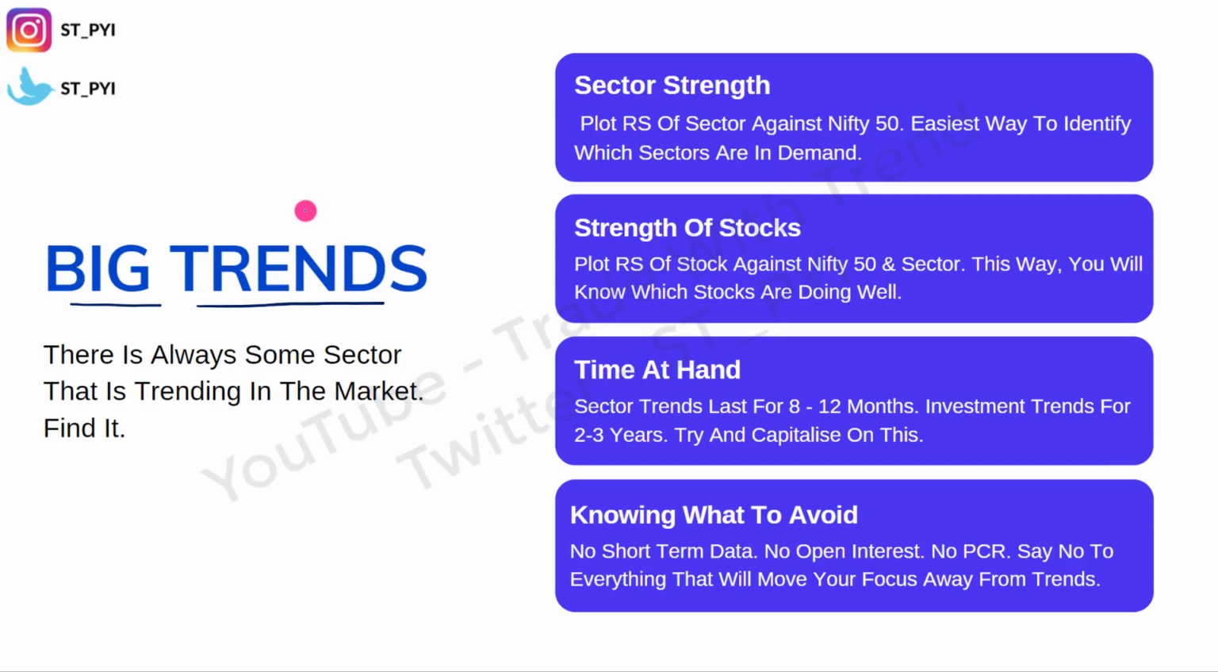Now, what do I mean by big trends? At any given point of time in the market, you'll always have some sectors that will be trending. And the easiest way to identify these sectors is through relative strength. That is, take the chart of a sector and plot relative strength against Nifty. This is where you will be identifying the strongest sectors in the market.